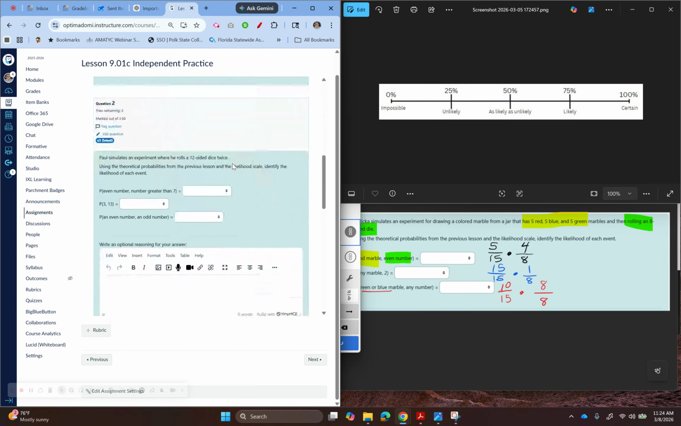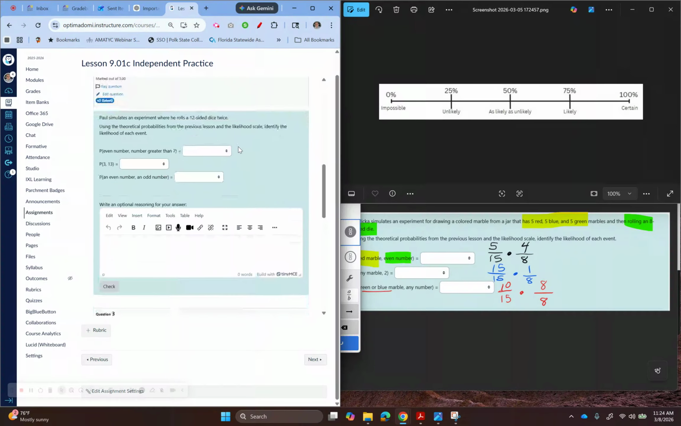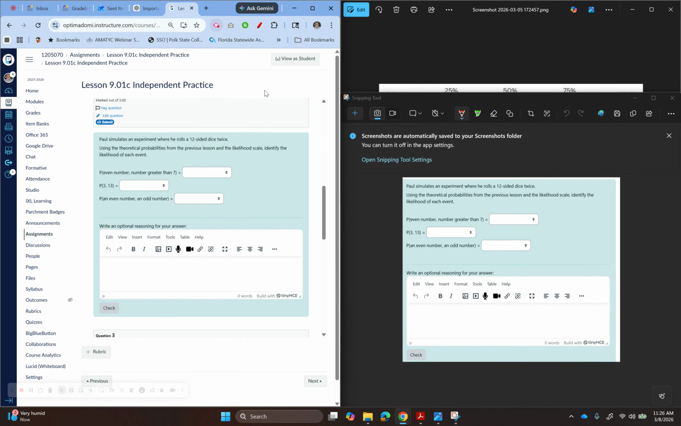Let's go to problem number 2. Let me take a screenshot first. I will be right back. So here's problem number 2. Now we're going to be working with a 12-sided die, but we're going to roll the die 2 times. That means I have the numbers 1 through 12 the first time I roll it, and 1 through 12 when I roll it the second time.